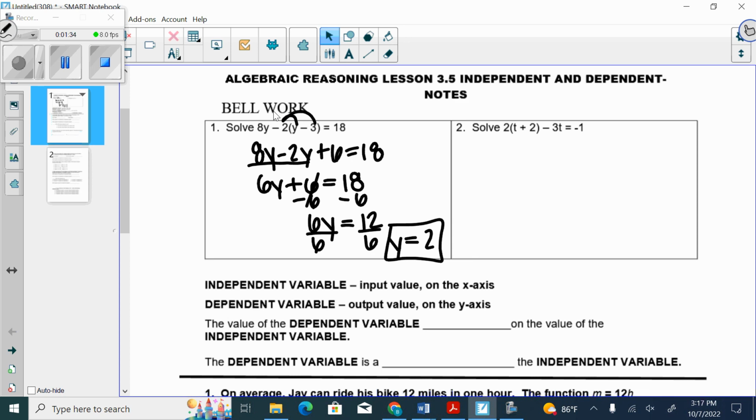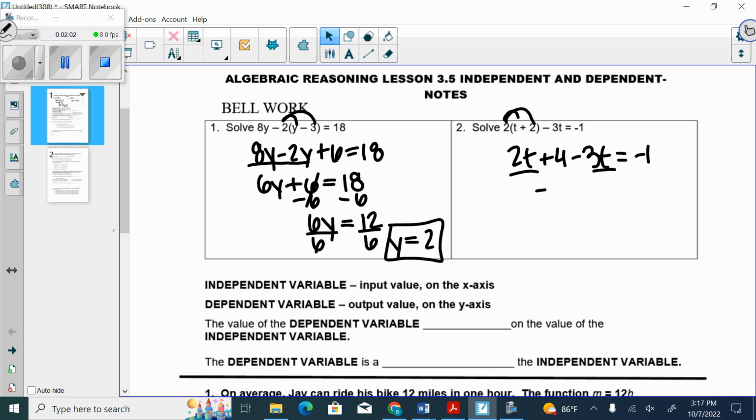Okay. On number 2, what was our first step? Distribute again. Okay. So what's 2 times t? And 2 times 2. And then we still have minus 3t equals -1. All right. Then what do we do? All right. Put those two like terms together. So what is 2t minus 3t?